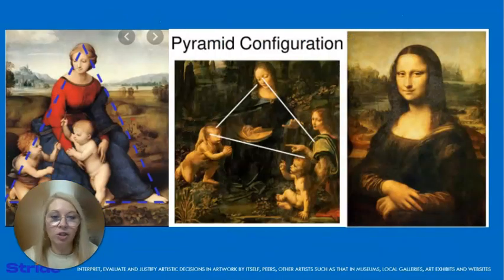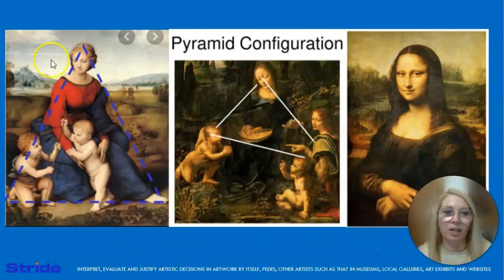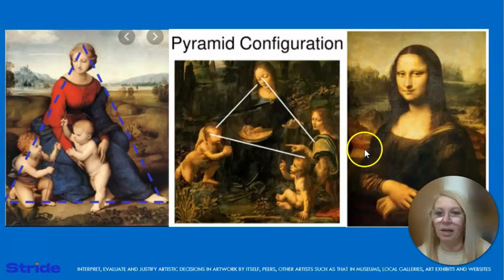Okay, so let me just show you a few more examples of this pyramid configuration. Okay, as you can see, this one has a dotted line. We've got this one to kind of show it to you. Why don't you take your finger and draw the line in the Mona Lisa right here. I'll do it with my pointer. Okay, this was obviously a very popular way to paint.